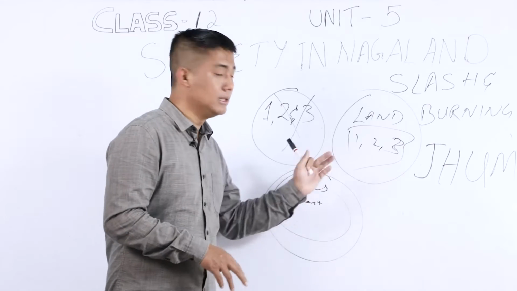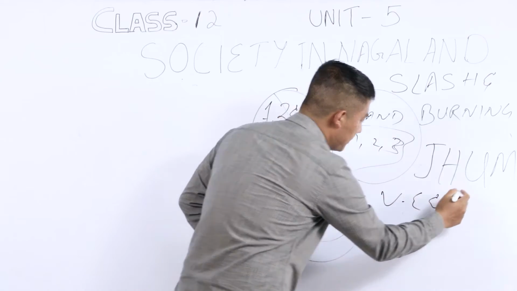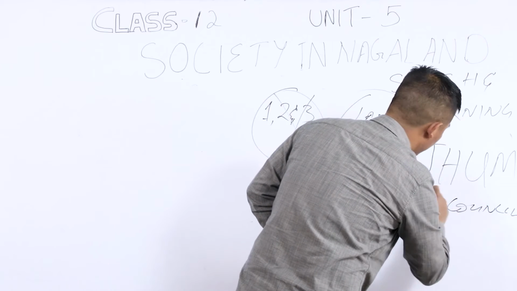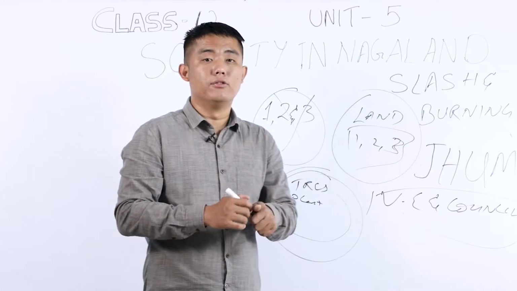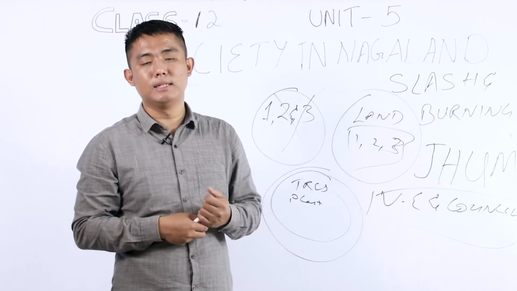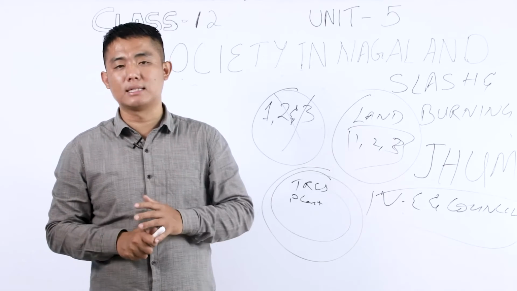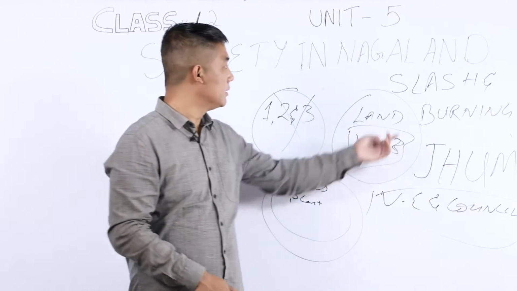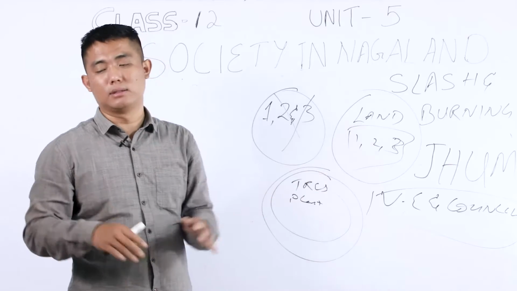And the land is also divided by the village chief and the council members. The members of the village select a site where they divide it among different groups. Usually it is done this way among the Nagas here. Now, the first is the selection of the site, the second is clearing the site, like I said, slashing. Clearing the site means clearing the forest.